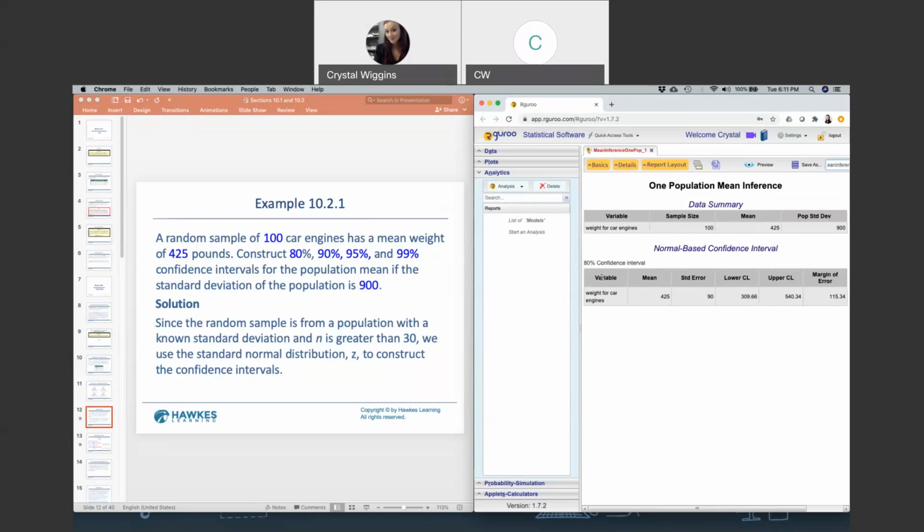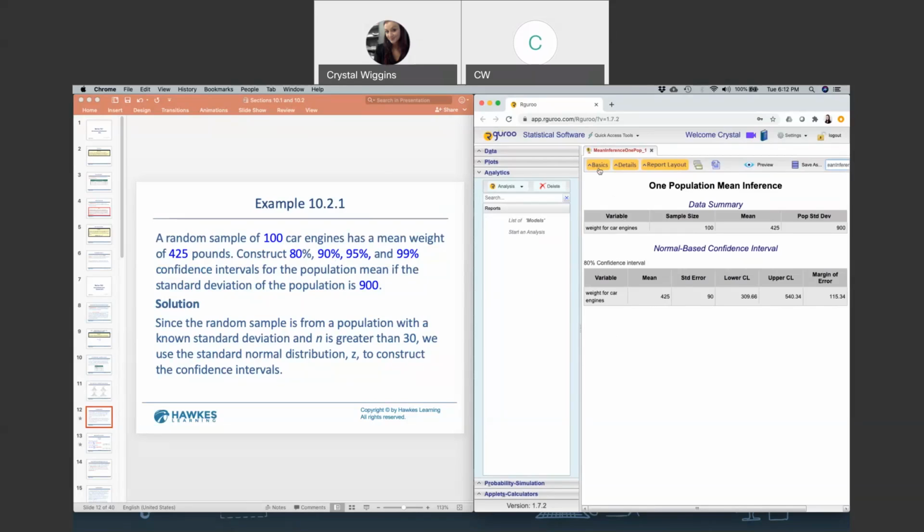We should really take a look as we go through this at what happens to that confidence interval as we change the confidence level. So let's go ahead and do that. Let me make a note of what the answers are so we can take a look at these comparisons when we're done. So we have 80% gives us 309.66 to 540.34, and the margin of error being 115.34.